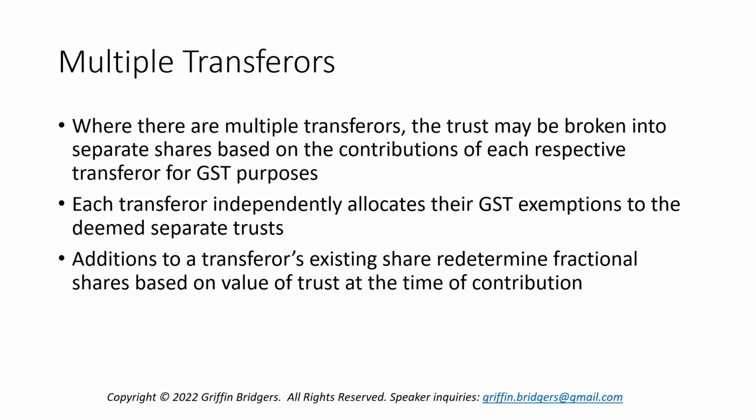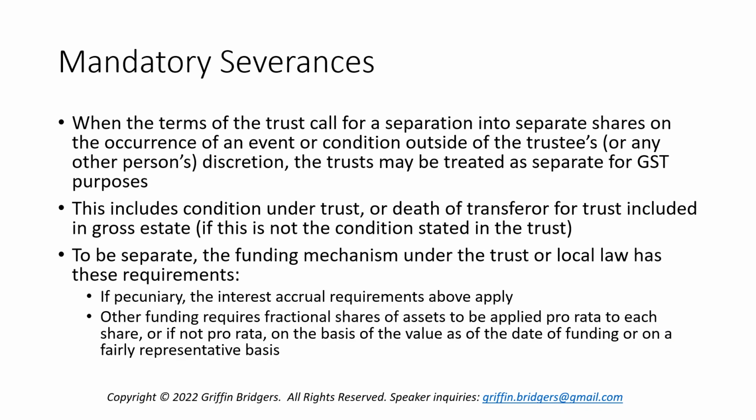So what that means is, primarily, each transferor would independently allocate their own GST exemption, automatically or manually, to each of those deemed separate trusts, even though this is a contribution maybe to one trust. Similarly, additions to a transferor's existing share would redetermine the fractional shares that are deemed here based on the initial contributions, and two, a redetermined fraction based on the value of the trust at the time of contribution.